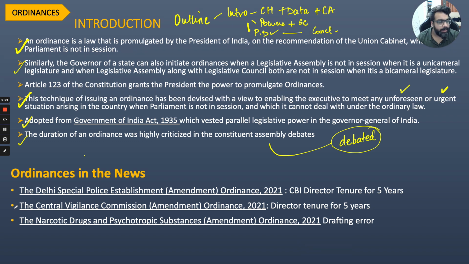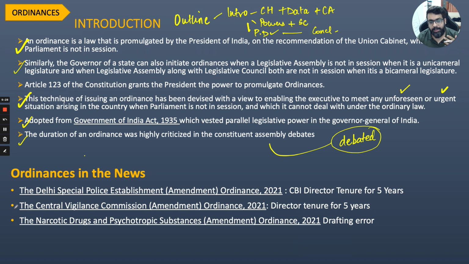So there are multiple perspectives to an ordinance, and we do expect questions in the exam, and you could use ordinances as examples of separation of powers, as examples of overlapping checks and balances, and so on and so forth, and also how a lot of times the courts have gotten into the review of ordinances as well, whether it is an ordinance which was essentially to implement a court judgment.